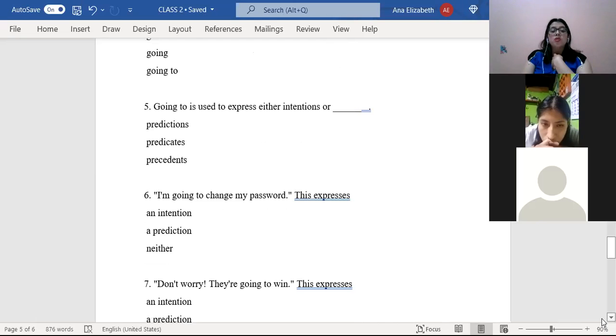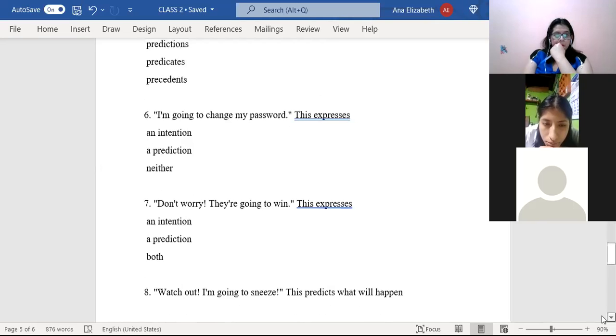Number six. I am going to change my password. This expresses, ¿qué creen que es? An intention, a prediction, or neither? Neither, teacher. Ajá. ¿Quién dice que es an intention or prediction? Teacher, ¿qué significa neither? Ninguno. Es una intention, porque I am going to change my password. Es una intención, algo que yo voy a hacer. Tengo la intención de, ¿verdad?